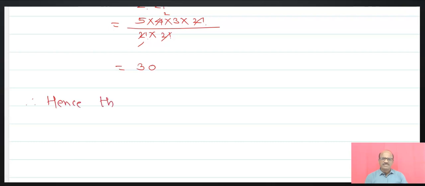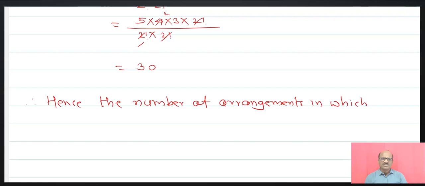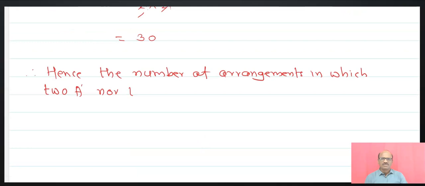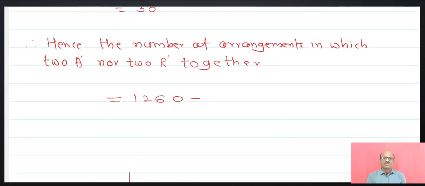Now we'll subtract here. Hence, the number of arrangements in which two A's nor 2 R's are together is equal to 1260 minus 30, that is 1230.